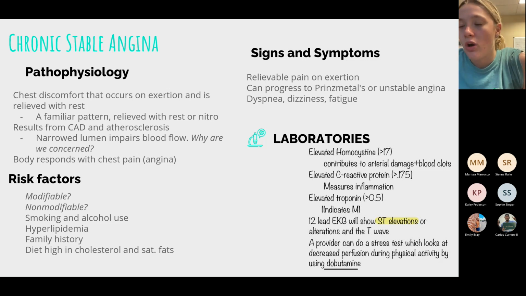So how do we know it's chronic stable angina? Angina is just a fancy word for chest pain. How do we know it's chronic and stable? Well, it's relieved by rest and nitroglycerin. Okay. So just review some of your risk factors, signs and symptoms, etc.